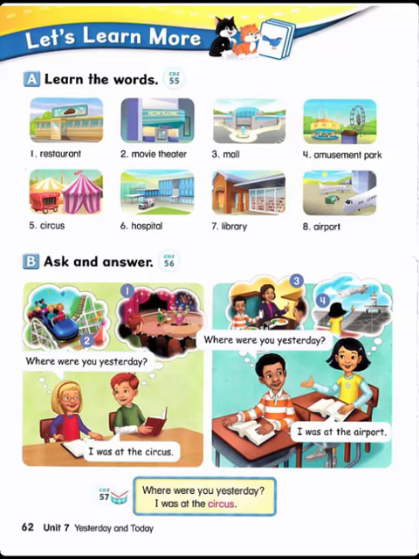Page 62. B. Ask and answer. Where were you yesterday? I was at the circus. Where were you yesterday? I was at the airport. Number 1. Where were you yesterday? I was at the circus. Number 2. Where were you yesterday? I was at the amusement park. Number 3. Where were you yesterday? I was at a restaurant. Number 4. Where were you yesterday? I was at the airport.